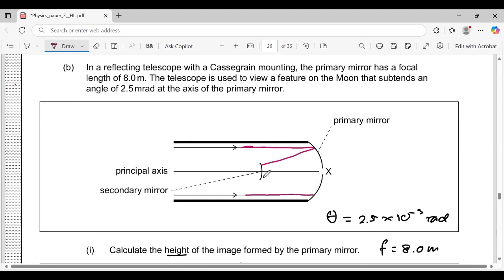And reflect to here, to the secondary mirror. And from the secondary mirror to the eyepiece here, eyepiece X. Okay, eyepiece.